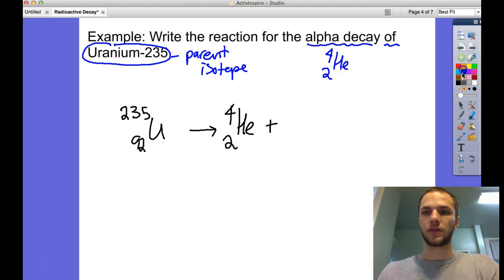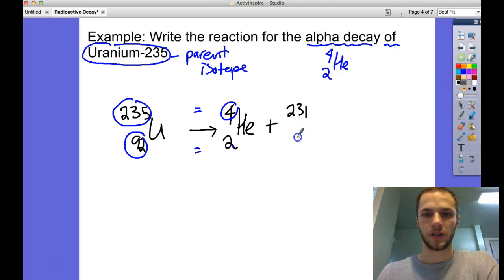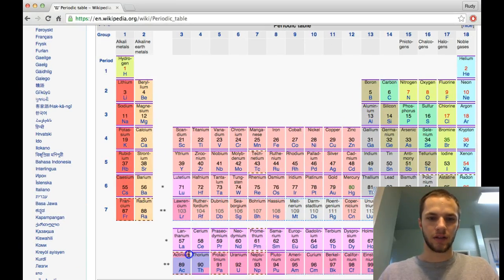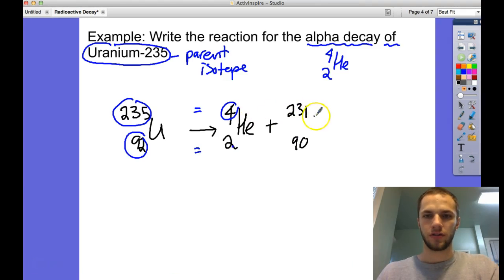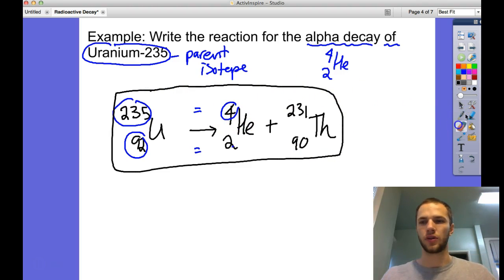Now I've got to figure out what's left. So I use my idea of conservation of matter. The mass of 235 equals 4 plus something. So that something must be 231, because 231 plus 4 equals 235. Do the same thing with the atomic number. 92 equals 2 plus something, so that something must be 90. I look at the periodic table to find element 90, and I see that it's thorium, Th. So I'm going to go ahead and write thorium, Th. Here is my reaction for the alpha decay of uranium-235.